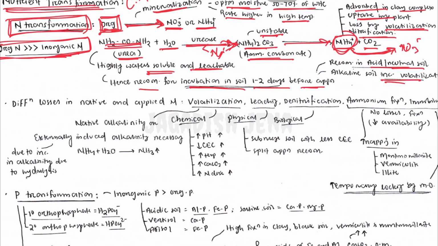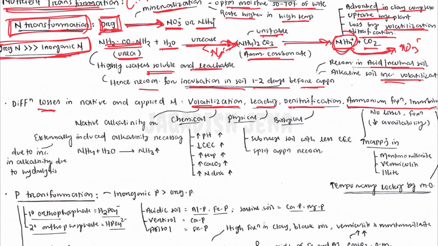See, nitrogen is a very versatile nutrient. I mean, it is very prone to loss. So there are different loss mechanisms in nitrogen, like volatilization loss, leaching loss, and denitrification loss. Then fixation might be a problem, like ammonium fixation, and immobilization is a problem.